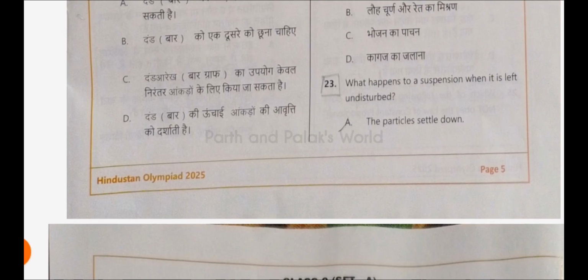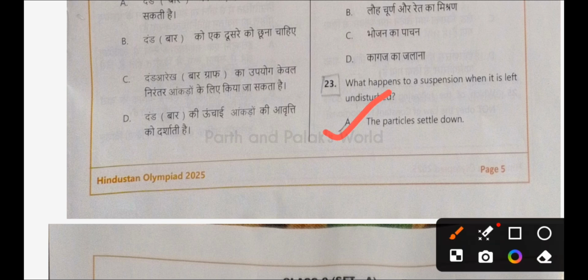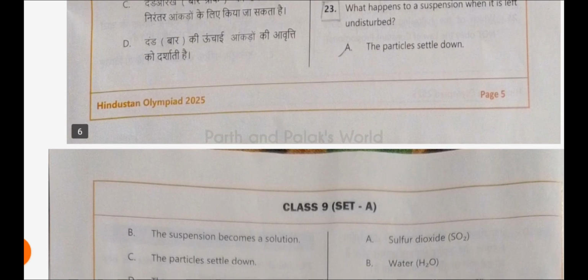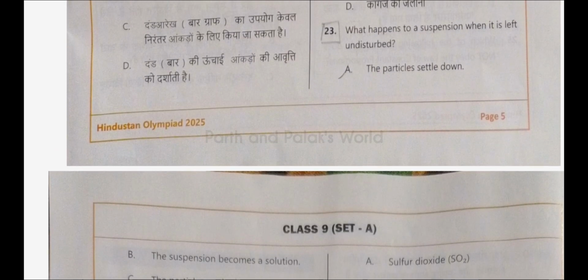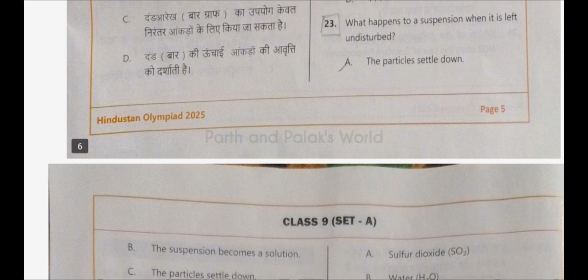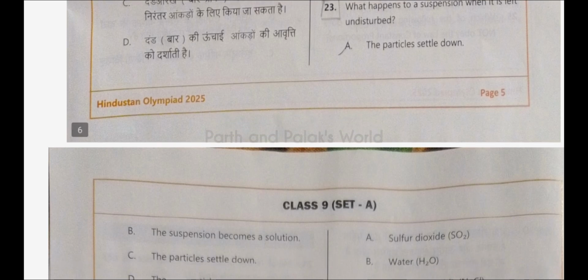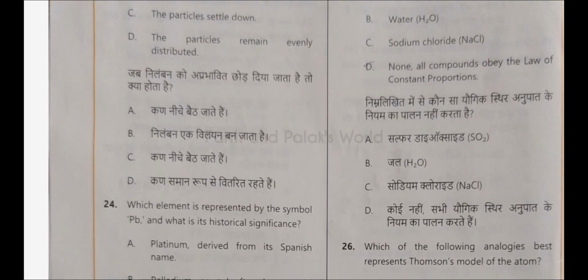Question number 23. What happens to a suspension when it is left undisturbed? The correct option would be option A: the particles settle down. Also, this question has two correct options. The particles settle down is written in option A and option C as well. So according to me, both options A and C would be considered, but I am not sure.